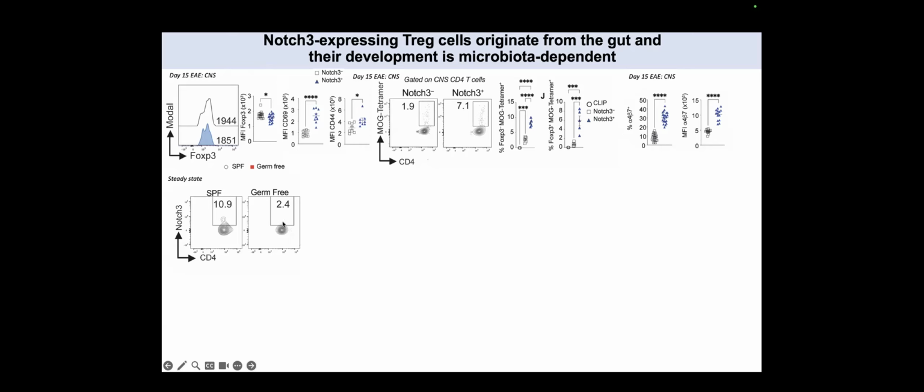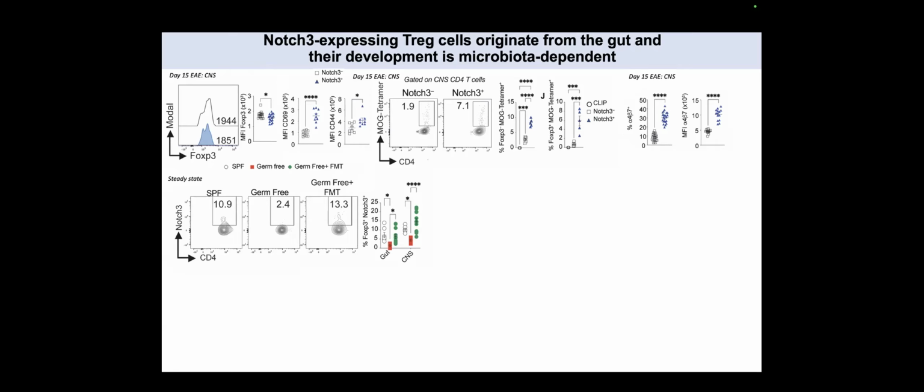To really confirm that the microbiota is involved in this induction, we decided to do a fecal matter transplant to transfer microbiota from SPF mice to the germ-free mice. What we realized is that after the transfer of microbiota into germ-free mice, Notch3 expression is restored in the gut, but also in the CNS, really showing that the gut microbiota is involved in Notch3 expression.